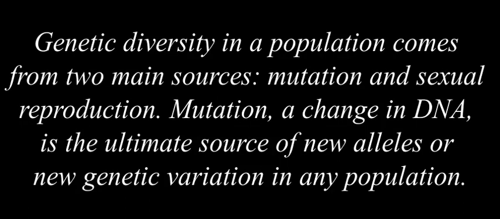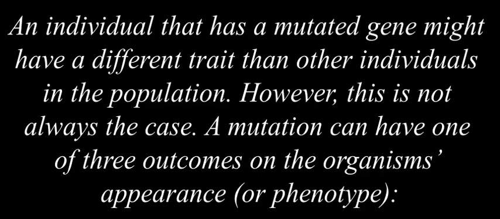Genetic diversity in a population comes from two main sources: mutation and sexual reproduction. Mutation, a change in DNA, is the ultimate source of new alleles or new genetic variation in any population. An individual that has a mutated gene might have a different trait than other individuals in the population. However, this is not always the case. A mutation can have one of three outcomes on the organism's appearance or phenotype.